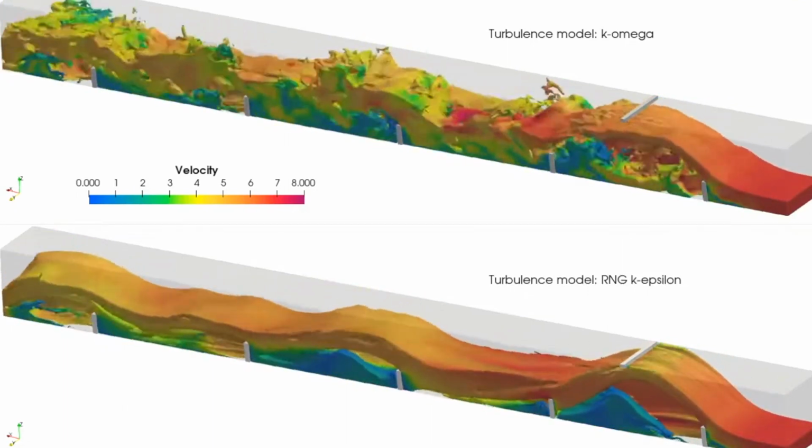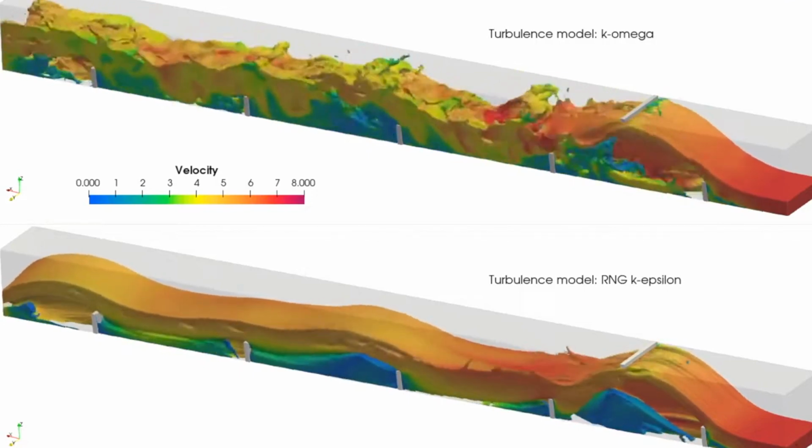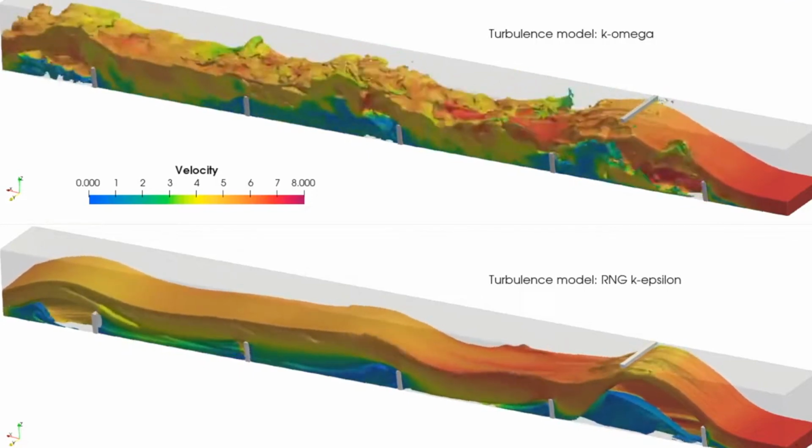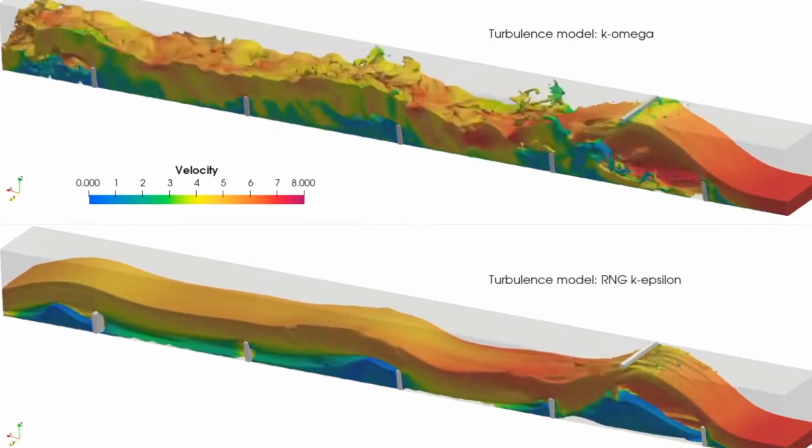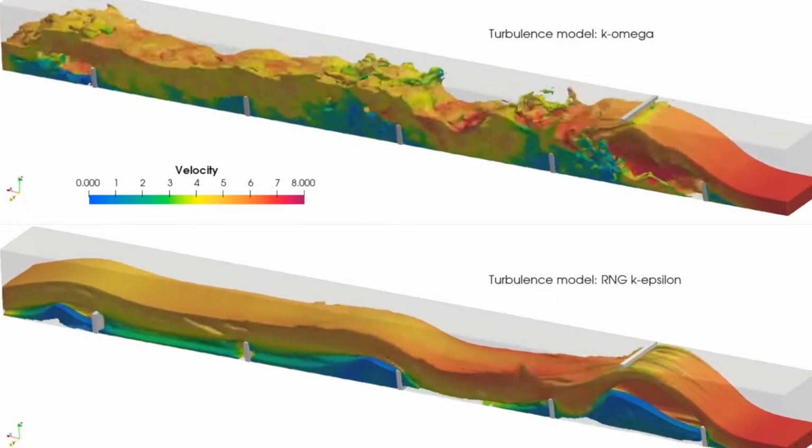The model assumes that the turbulence viscosity is proportional to the local value of omega and that the eddy viscosity is limited in the viscous sublayer.